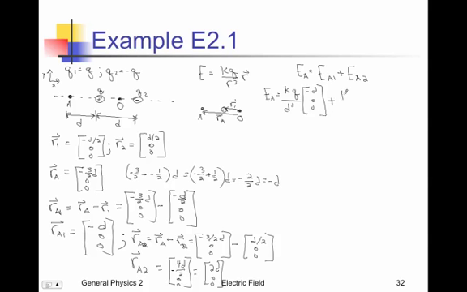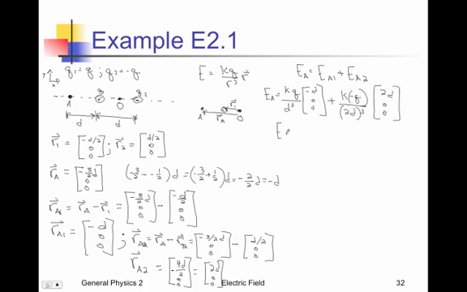plus k, this is going to be a negative Q over, and now the R here is going to be 2d. That's what I would get here. So (2d) cubed, and now this is going to say 2d, 0, 0.